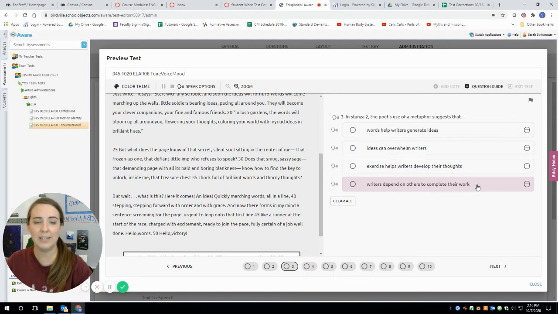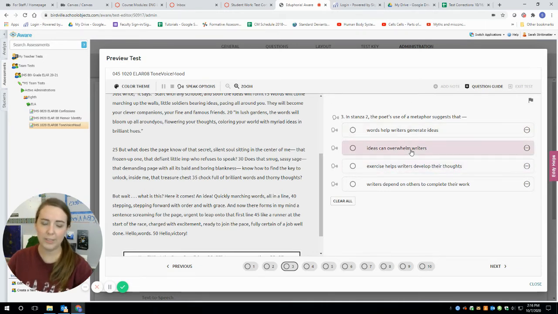Well, we know it's definitely not D because that doesn't have anything to do with anything. Exercise, it doesn't really talk about doing something over and over again or exercise. So we know it's got to be A or B. The correct answer is going to be A in this case, though a lot of you guys picked B. I think because there's a feeling of being overwhelmed in the poem. I think a lot of you guys picked that one.